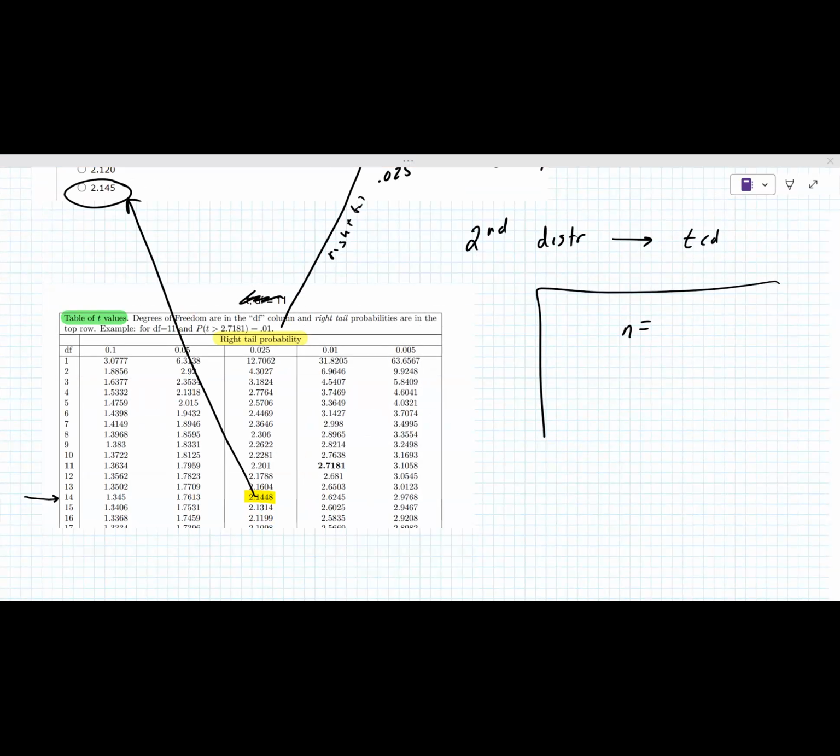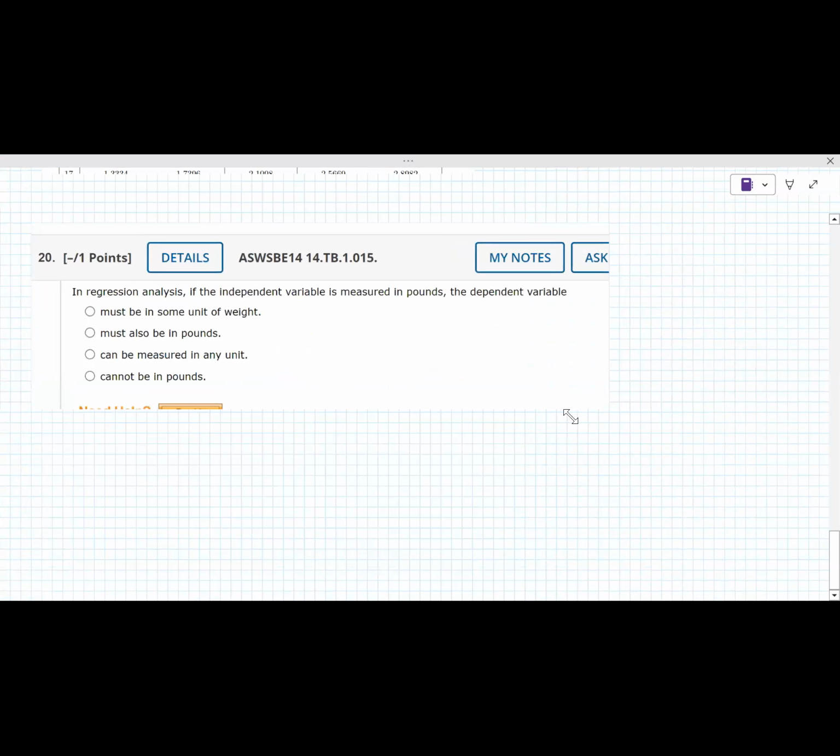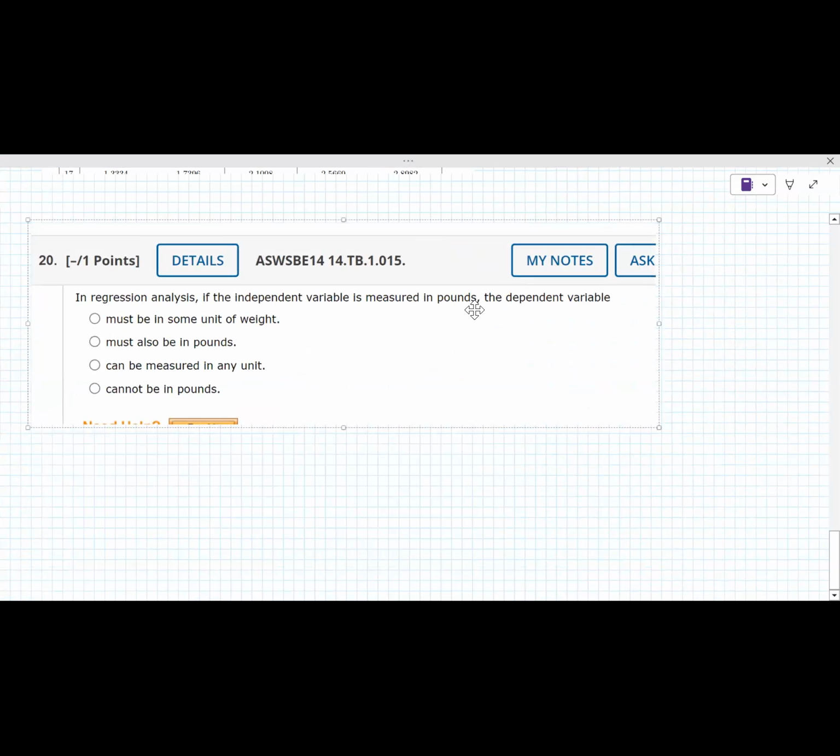The dependent variable. So the dependent variable depends on the independent variable. If the independent variable is measured in pounds, the dependent variable must be some unit of weight, can also be measured in pounds, cannot be in pounds. Okay. So it's like input and output. It's one of the last two here.